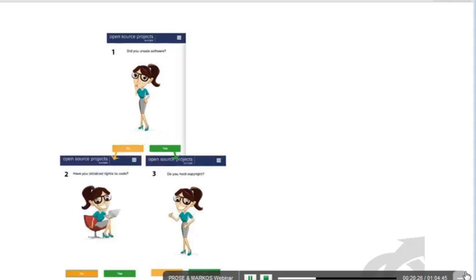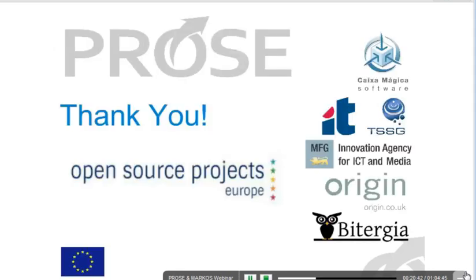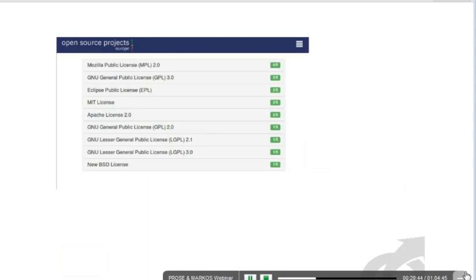Now, when you get to the end, you'll find that this is a list of the licenses that are appropriate for our chooser. We've taken the top 10 licenses, and it will select one of these for you, plus a summary of the content, the decisions that you've made as you've worked through our license chooser.